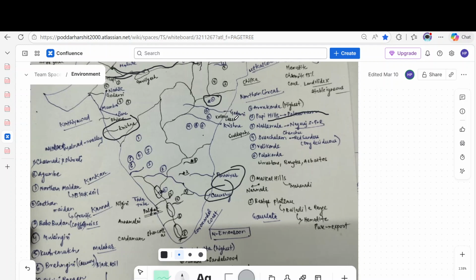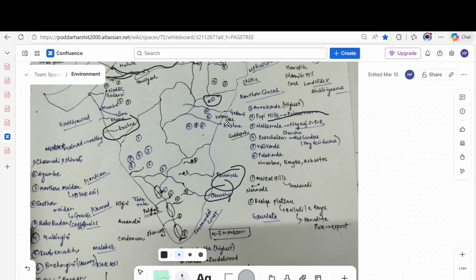And then in between the Godavari and the Krishna, there is the Nallamala. So this Nallamalai Hills, you can say, is the reason for the Nagarjunsagar Srisailam Tiger Reserve. Okay, so the largest tiger reserve in Andhra Pradesh.